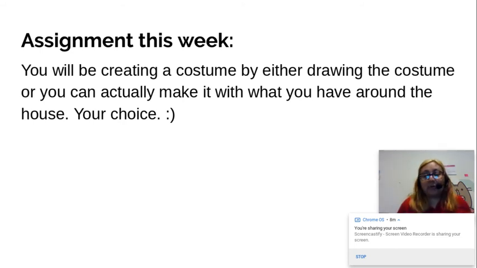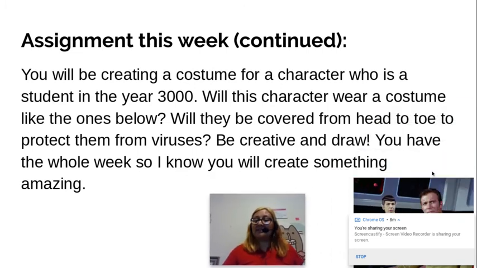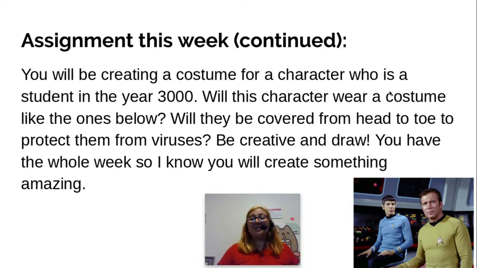Okay. If we were in school, then we would probably spend weeks on this. But I want you guys to get a feel of what costume designing is. And one of the first things they do is they draw it. Before they make it, they draw it. So just keep that in mind for this week's assignment. Now, let me take my picture out of there so you can see what I'm talking about. So you can see Spock and Captain Kirk there from the show Star Trek. You will be creating a costume for a character who is a student in the year 3000, okay?